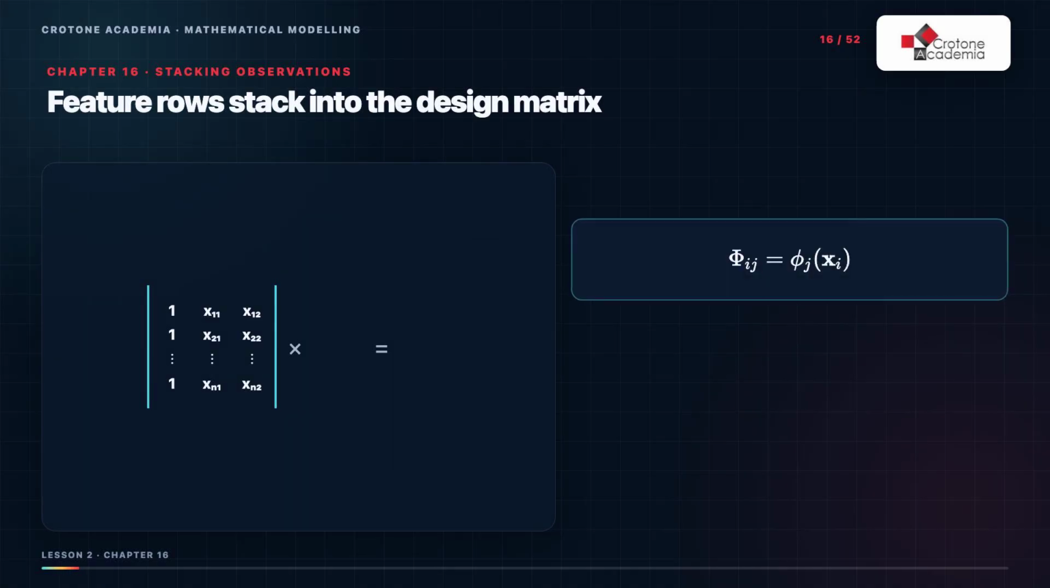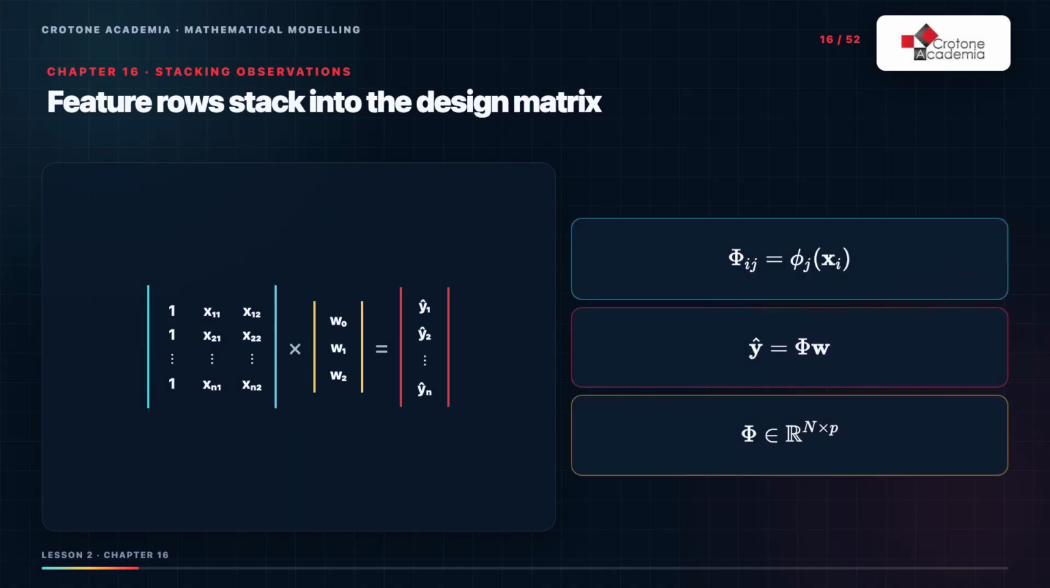Stack the feature row for every observation. The result is the design matrix, capital phi. It has n rows, one for each observation, and p columns, one for each basis function and parameter. Stack the predictions into y hat bold and the weights into w bold. Then every model calculation is compressed into y hat bold equals phi w bold. Matrix notation has not changed the mathematics. It has packaged n scalar equations into one structured system.